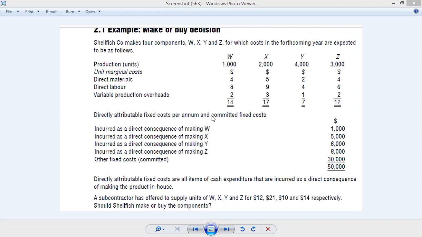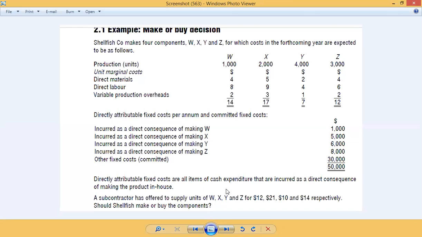Directly attributable fixed costs per annum and committed fixed costs are as follows. Incurred as a direct consequence of making W. Now let's see the note. They are saying that directly attributable fixed costs are all items of cash expenditure that are incurred as a direct consequence of making the product in-house. So when you make the product, you incur a fixed cost.